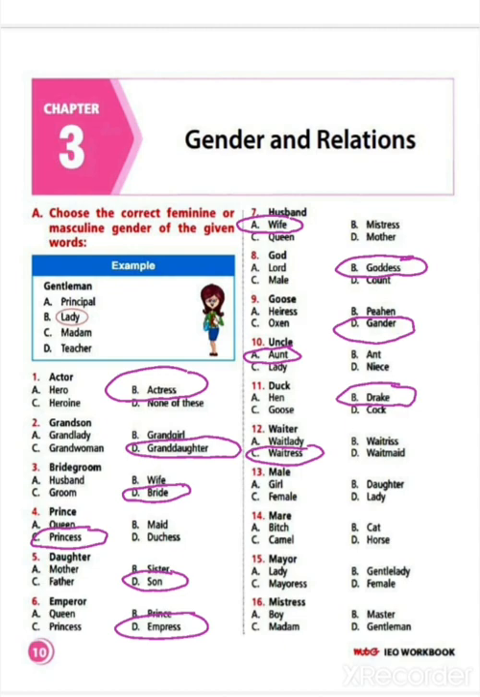So number 13, male, obviously the opposite will be C, female. Number 14, mare, it is the feminine gender, so the opposite, that is the masculine gender, will be D, horse. 15, mayor, will be C, mayoress. Next, number 16, mistress, will be B, master. The masculine gender of mistress is master. So now we move to question number 17.